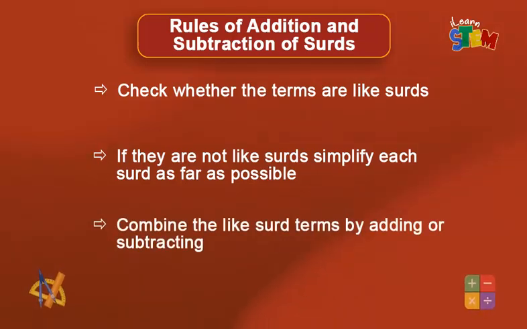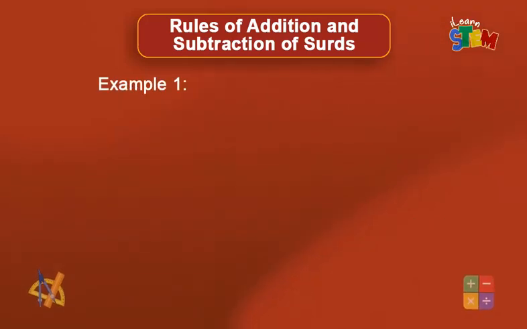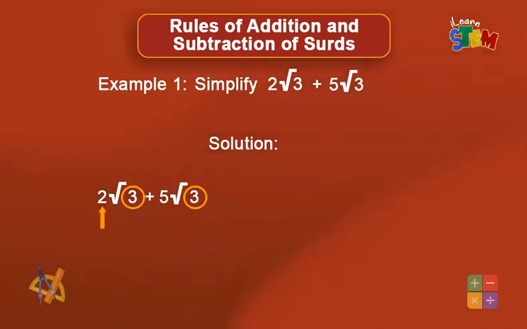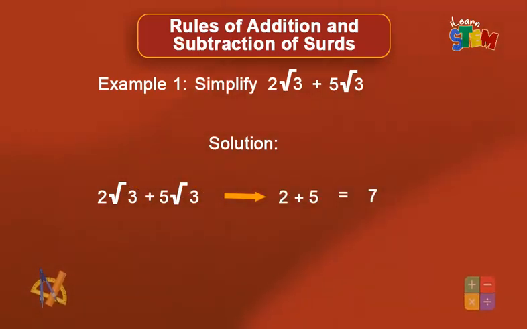Let's take some examples. Example 1. Simplify 2 root 3 plus 5 root 3. Solution: since the numbers inside the roots are like surds, we only have to add up 2 and 5. 2 plus 5 is equal to 7. Therefore, 2 root 3 plus 5 root 3, when simplified, is equal to 7 root 3.